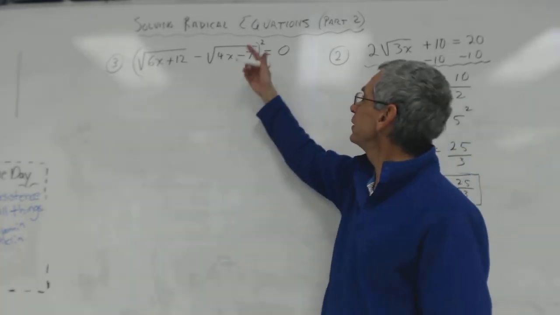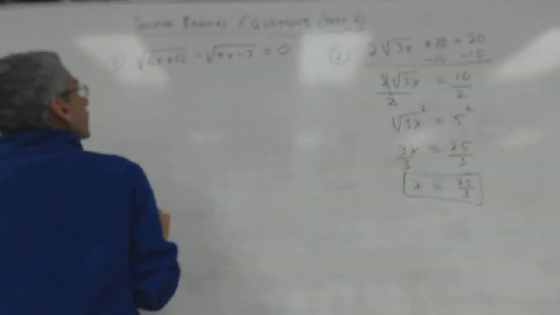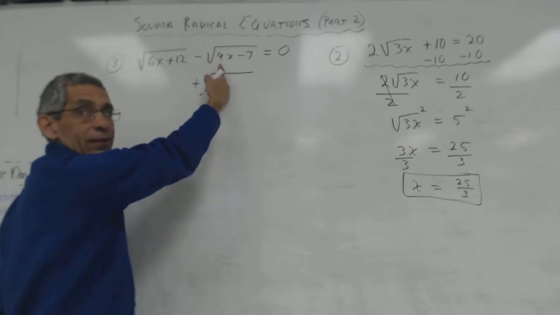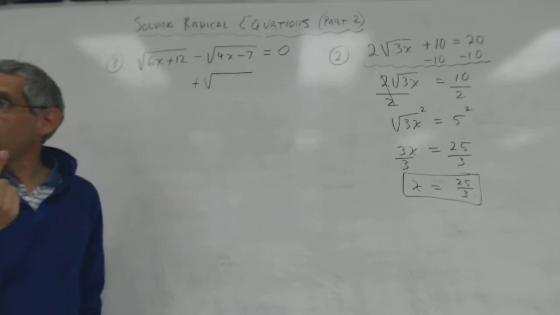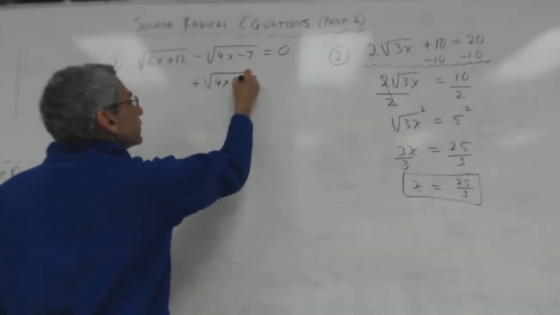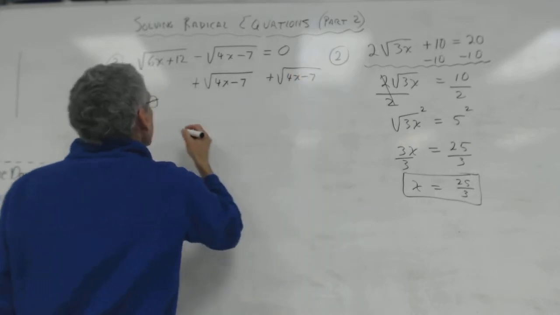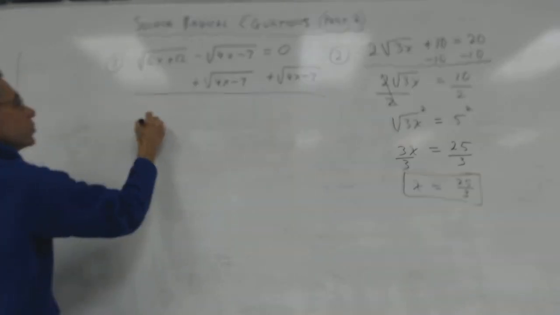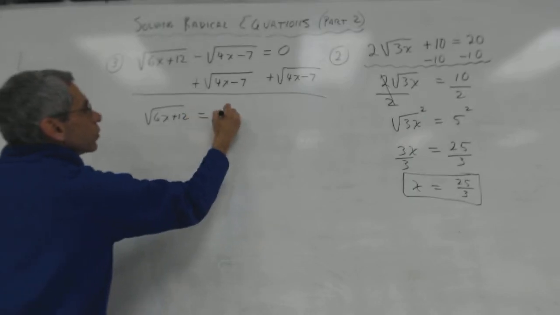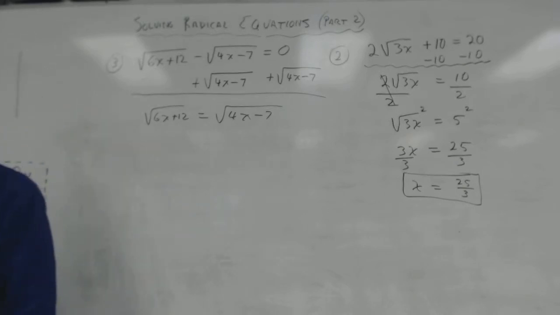By golly, she's right. Let's get rid of all this mess I made. So we are going to add one of them to the other side. Then will they both be isolated? Yes. Add the square root of 4x minus 7, and that's going to give me the square root of 6x plus 12 is equal to the square root of 4x minus 7. Now, Michael, what would you do?